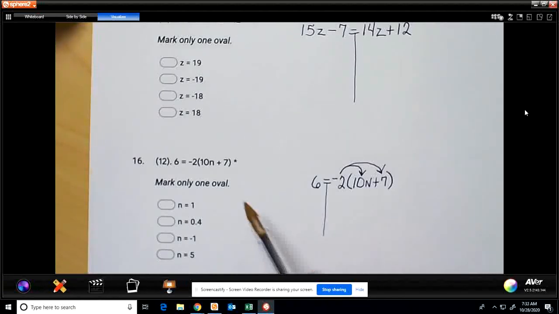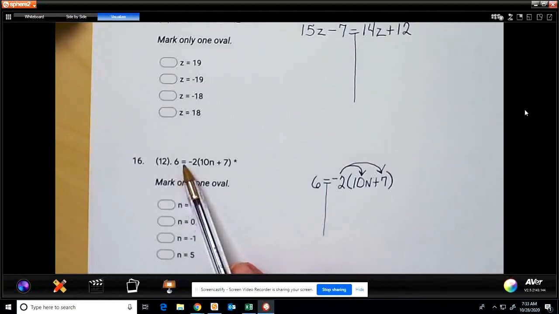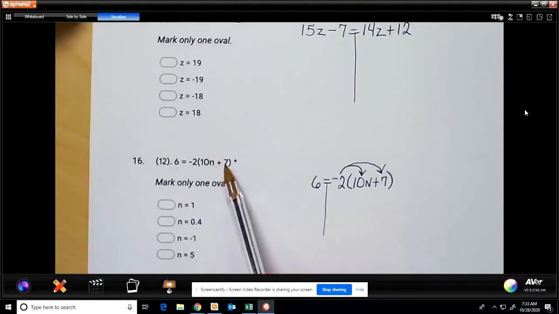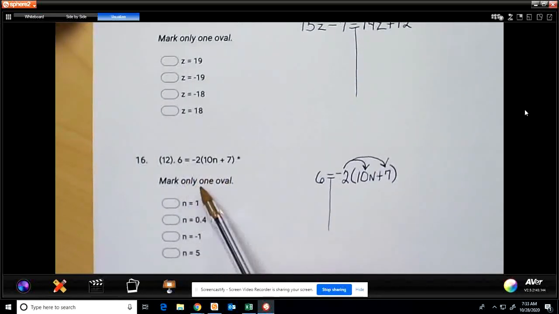Your equation is 6 equals negative 2 times 10n plus 7, and your answer choices are, mark only one oval: n equals 1, n equals 0.4, n equals negative 1, n equals 5.